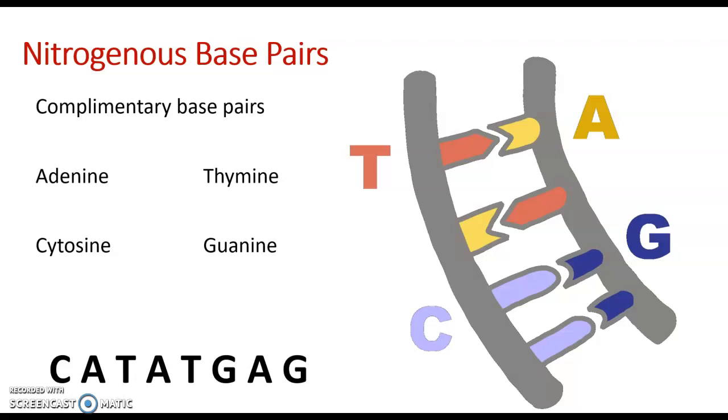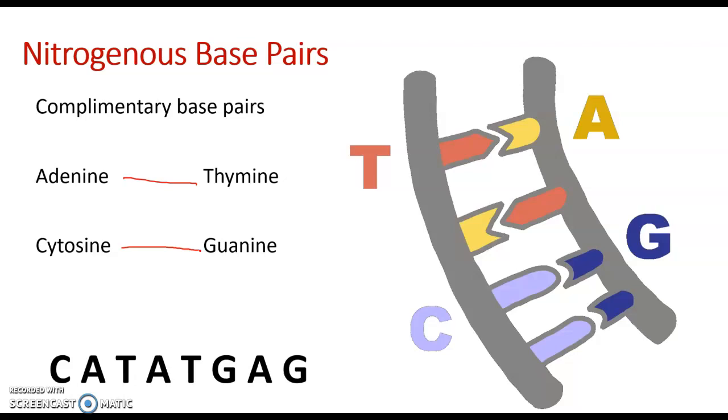These bases, though, can only pair up in very specific ways, and that's because of the number of hydrogen bonds that can form between them. So adenine can only pair with thymine. Whenever you see adenine, you know it can only pair with thymine. And cytosine can only pair with guanine. And likewise, guanine can only pair with cytosine. So you're never going to see adenine and guanine paired together, or thymine and cytosine paired together.